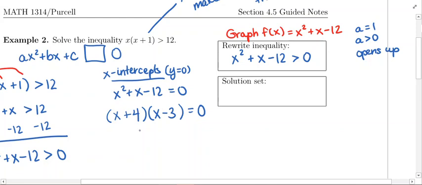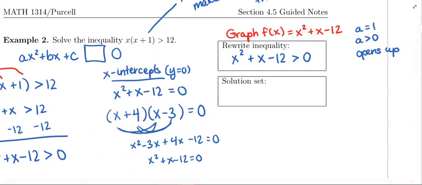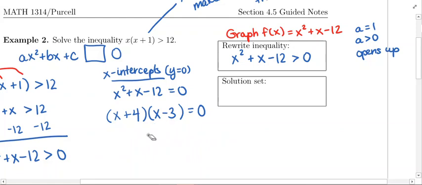You can check yourself if you FOIL it back out. You're going to get x squared minus 3x plus 4x minus 12 is equal to 0. Combine like terms, you get x squared plus x minus 12 is equal to 0. So that's right. Always check yourself if you're factoring, especially if you're not good at it. If you multiply it back out, you should get what you started with. So that's how this factors. We have two factors, the things we're multiplying together. We need to take each one, set it to 0 and solve. So we're going to take the x plus 4 and set it to 0, take the x minus 3, set it to 0 and solve.